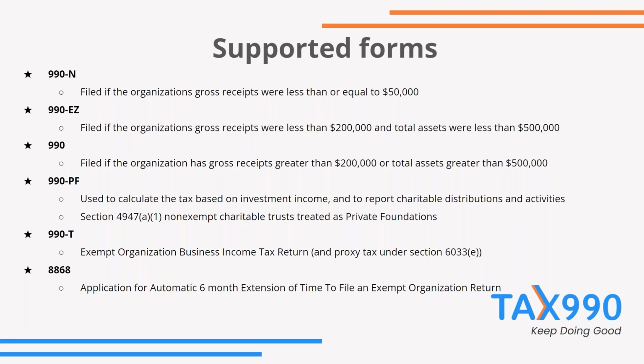When COVID hit in 2020, a lot of organizations reduced down to filing a 990 EZ or 990 N form because activity wasn't happening during that time. And since then, their organization has picked back up in activity and has gone back to filing the larger forms. So they can track all of that in the same Tax990 account when those changes happen from year to year.